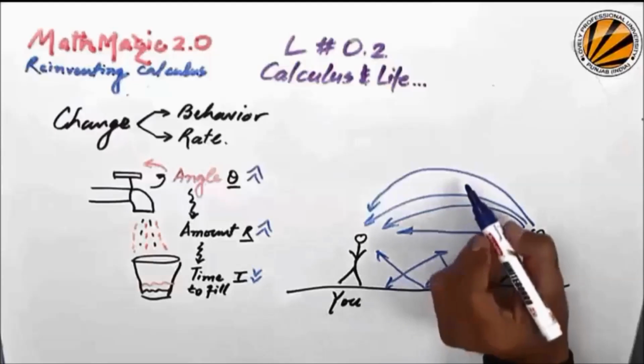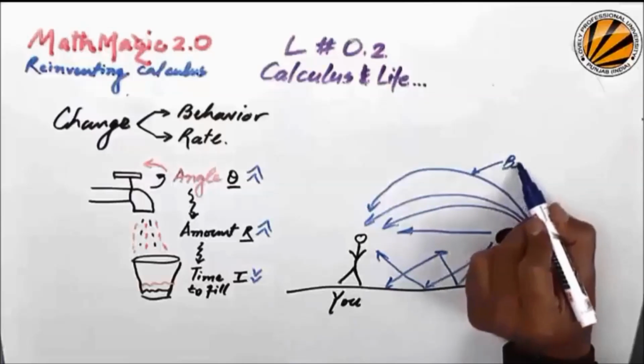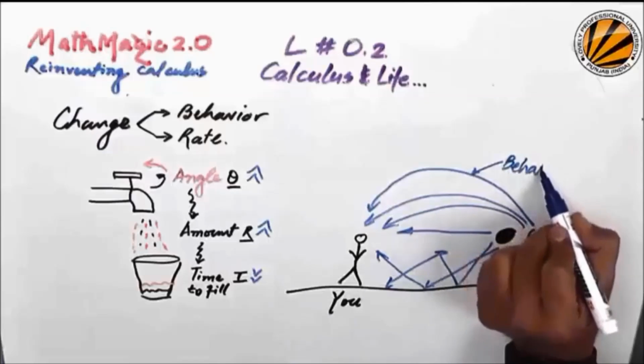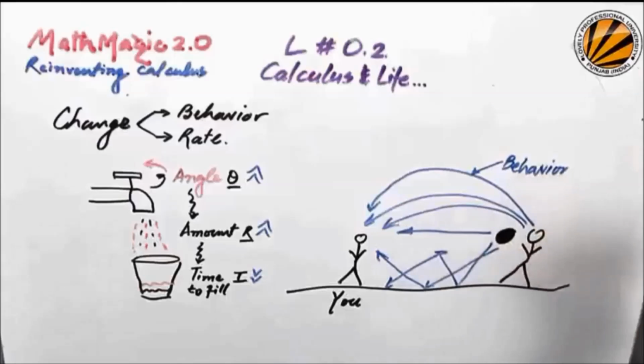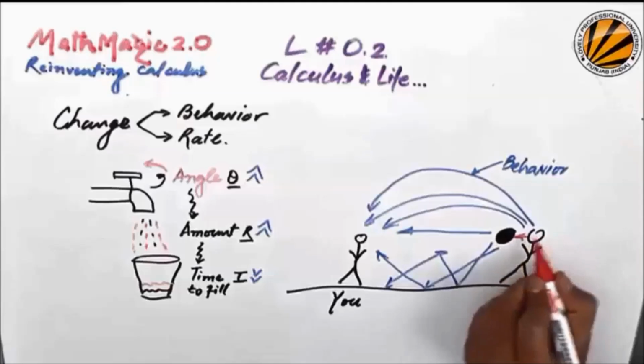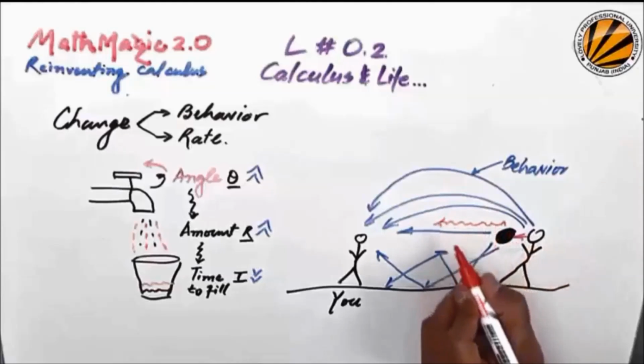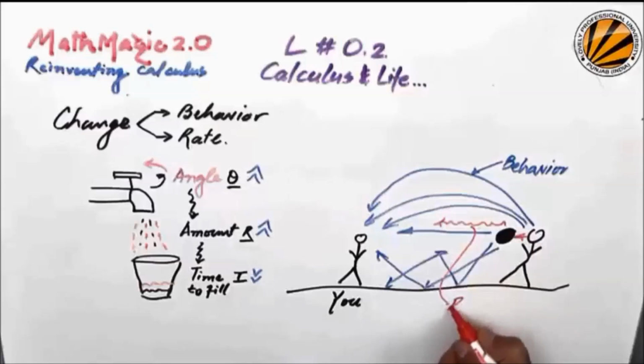This is the pattern of change. This is the behavior of change. The second and the most important thing is the force with which your friend has thrown the ball. This will decide the rate of change.